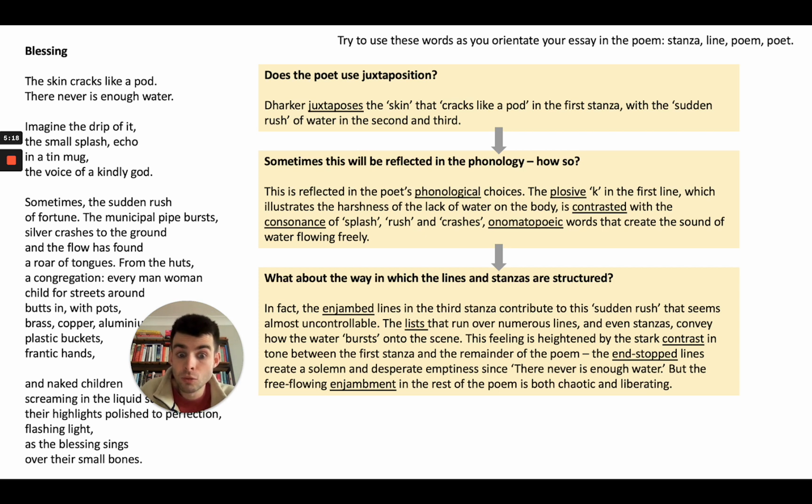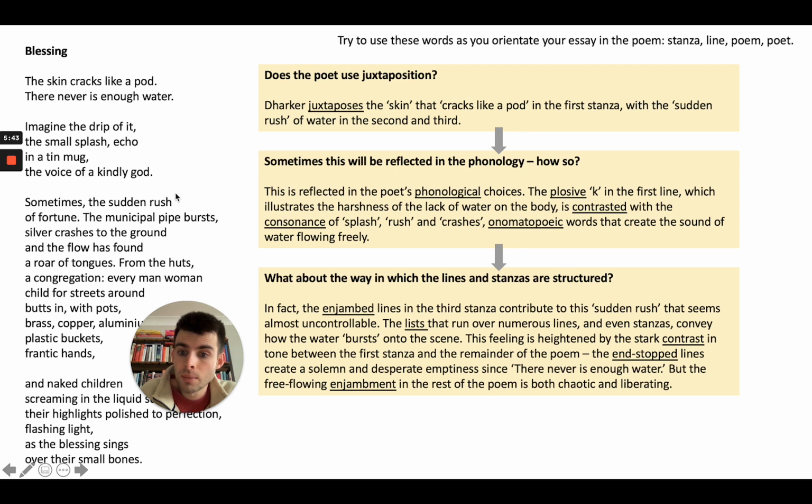The lists that run over numerous lines and even stanzas convey how the water bursts onto the scene. This feeling is heightened by the stark contrast in tone between the first stanza and the remainder of the poem. The end-stopped lines, can you see that in the first stanza? There's a full stop at the end of each line. This isn't usually the case in poetry. And you can see that from the rest of the stanzas.